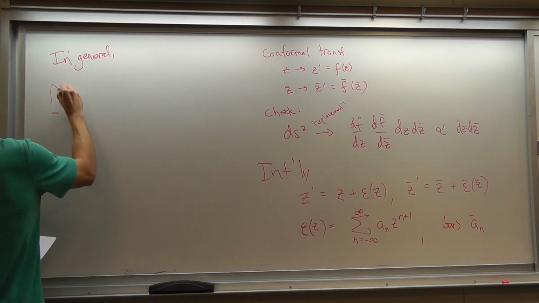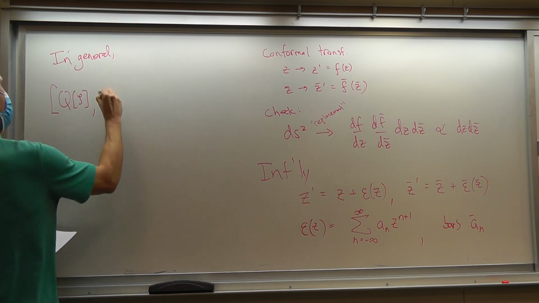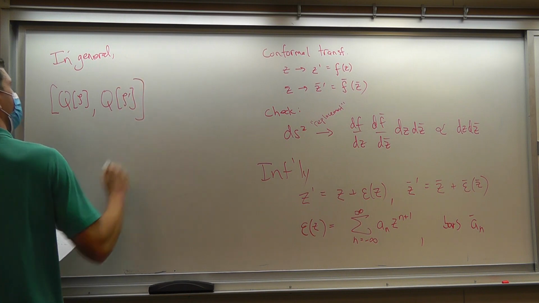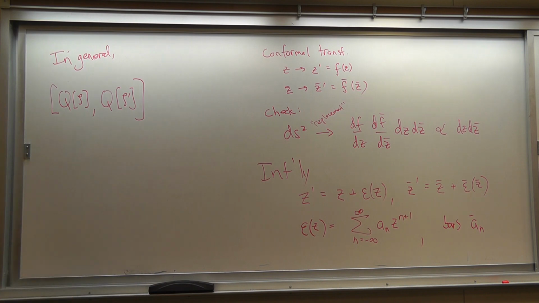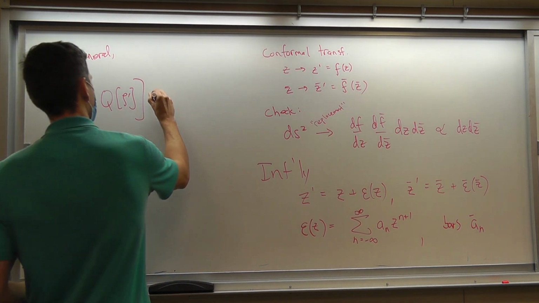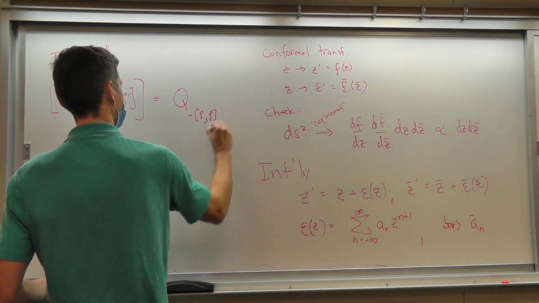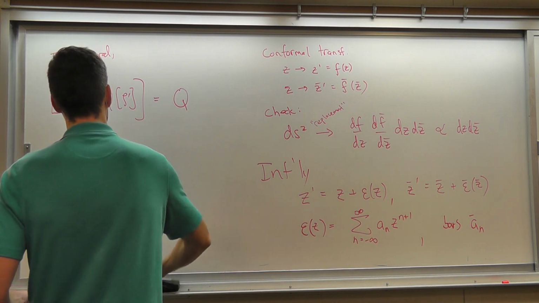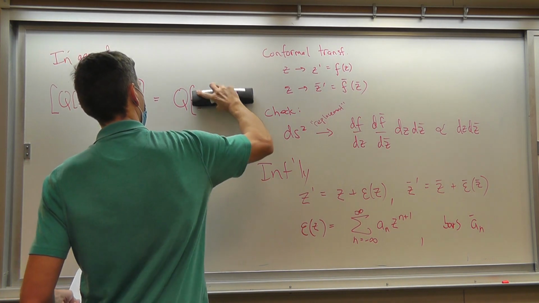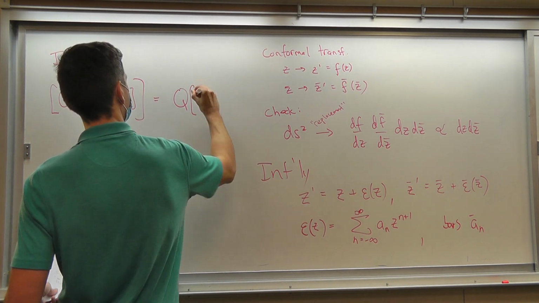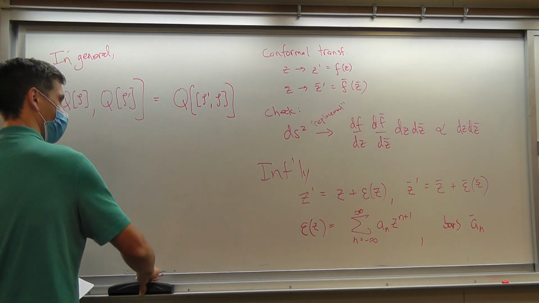So in formulas, that says Q of zeta, Q of zeta prime, where this is now any vector field. I'm not specifying whether it's one of the holomorphic ones or anti-holomorphic ones, is equal to Q of minus zeta, comma zeta prime. Sorry, switching notation here. Q of minus the bracket zeta prime, comma zeta. That's not quite true, actually.